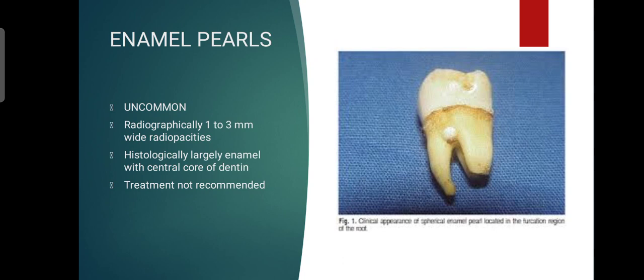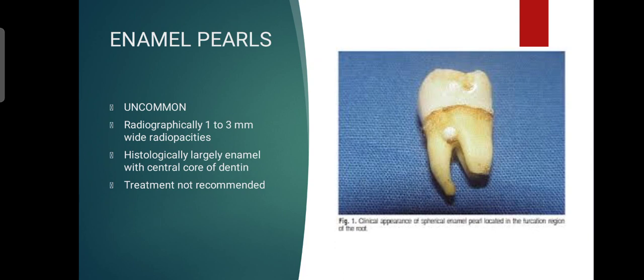Now, what are enamel pearls? Enamel pearls are very uncommon. They are basically enamel projections, like ectopic droplets, that primarily occur in the bifurcation or trifurcation area of the roots of the molars. They are called enamel pearls, or they are also called enamelomas. They can be radiographically seen as 1 to 3 millimeter round radiopacities. You can see this is an extracted tooth, and this rounded droplet in the bifurcation area is the enamel pearl.